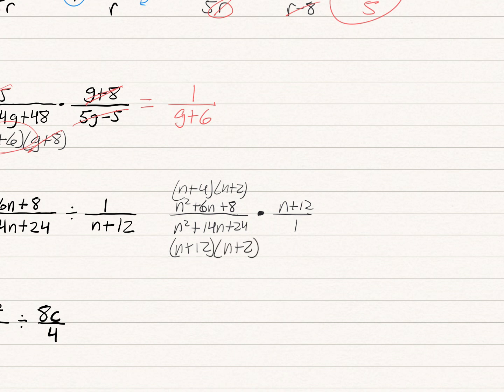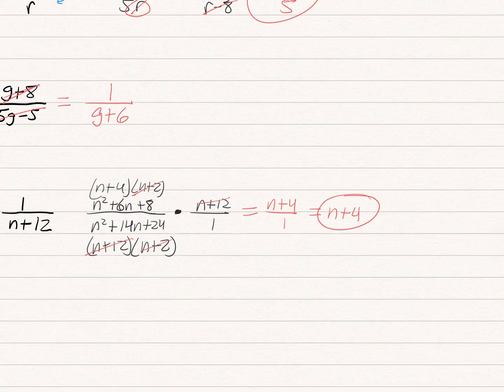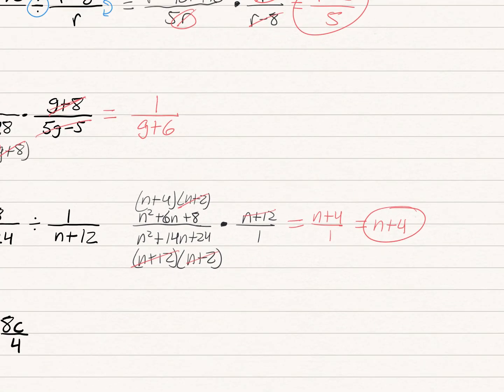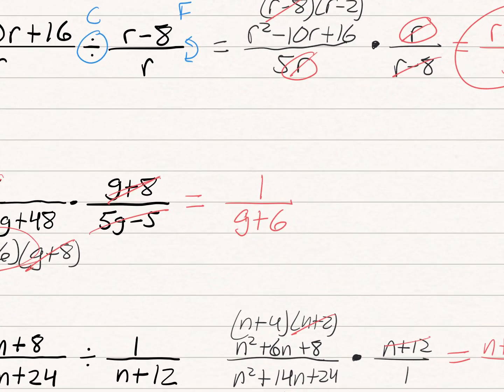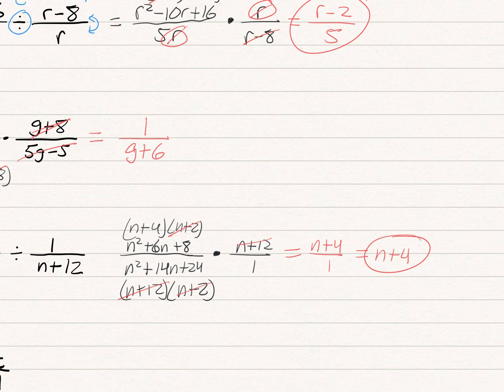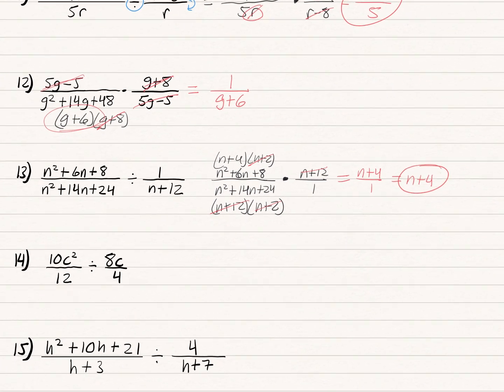Now that everything's factored, cancel everything that matches on the top and the bottom. So we're just left with n plus 4 over 1, which is the same as n plus 4. So if it's over 1, you don't have to write the 1. This is not the same as the previous example, where we had the 1 on top. If the 1's on top, you have to leave it there. But if the 1's on the bottom, you don't have to write it.